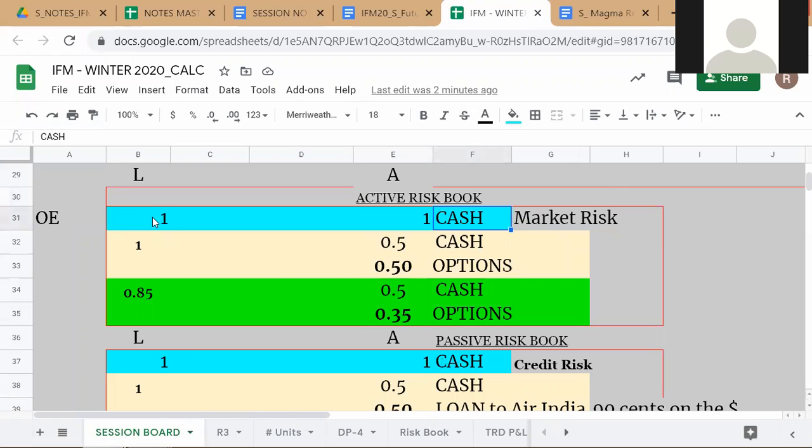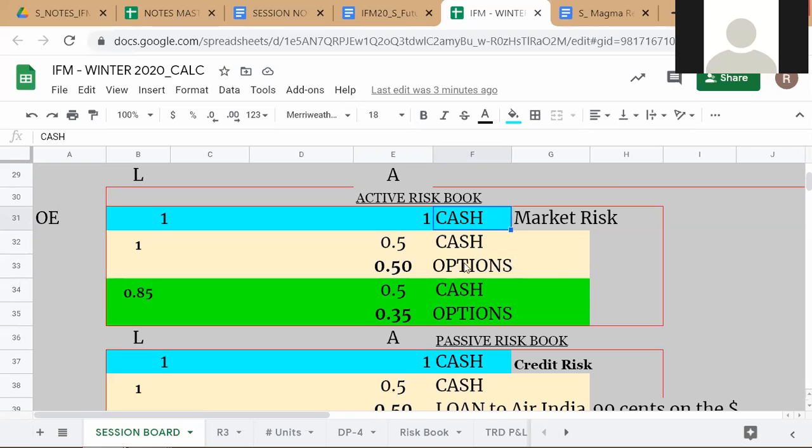$1 million owner's equity, $1 million cash. Net worth or owner's equity, no debt, only net worth, and cash is the only asset, all in cash. Then he decides to spend some of that cash to buy a risky asset like options. He could have bought some stocks. He could have taken a position in dollar yen. All kinds of stuff he could have done. But the point is he is buying a risky asset.